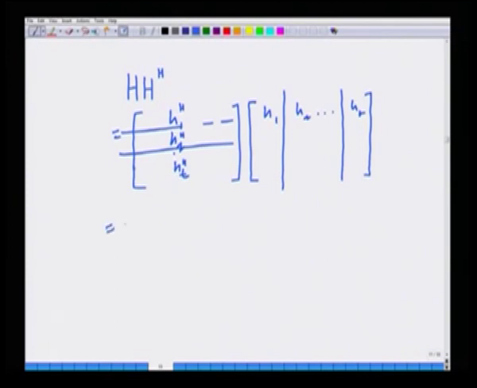Now, this matrix can be simplified as H1 Hermitian H1, H2 Hermitian H2, so on, HR Hermitian HR along the diagonal, and the off diagonal terms are clear: H2 Hermitian H1, H1 Hermitian H2, and so on.